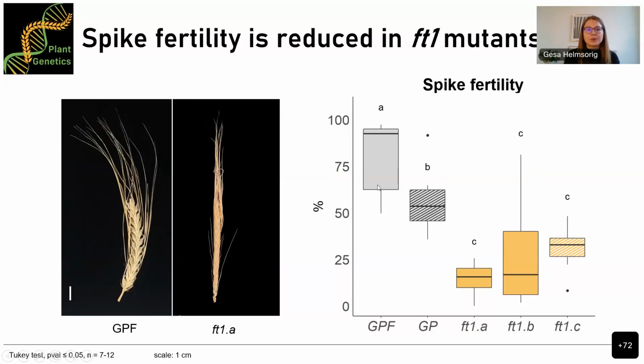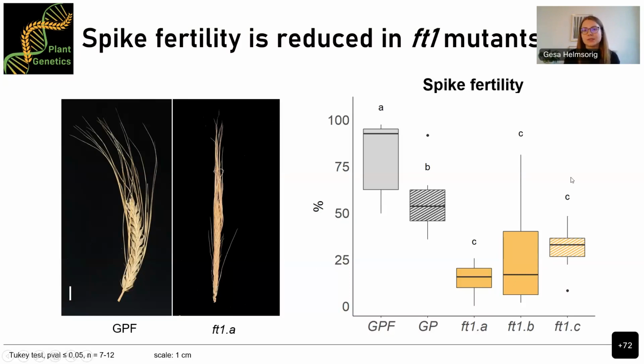And also when we look at the entire spike, this once again looks similar to heat stress plants. So in Golden Promise Fast, we have a spike producing nicely a lot of seeds. And in the mutants, we can see a lot of spikes that produce either no seeds at all or only a very low number of seeds.